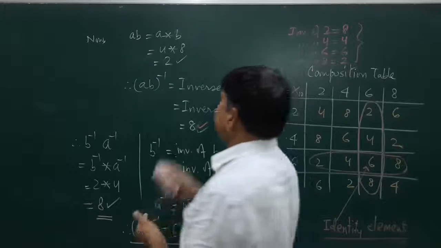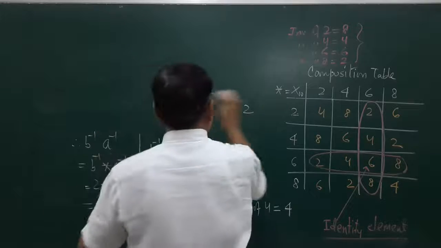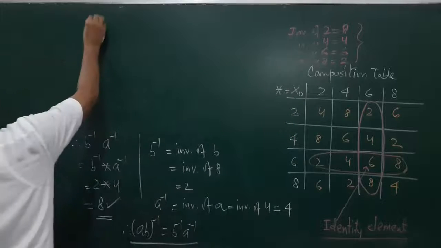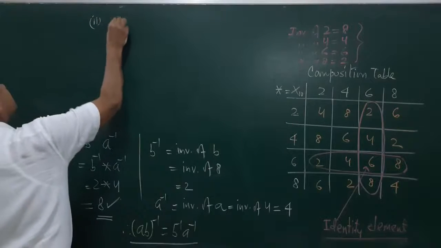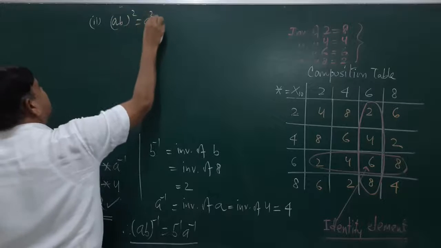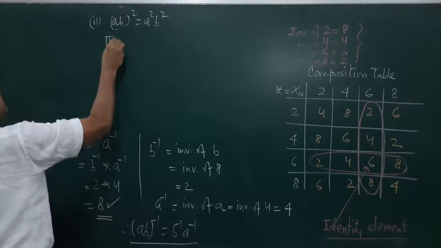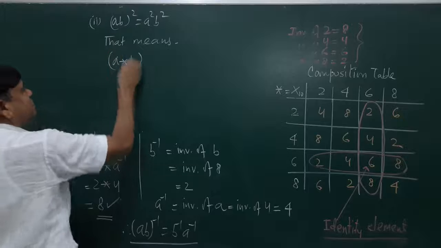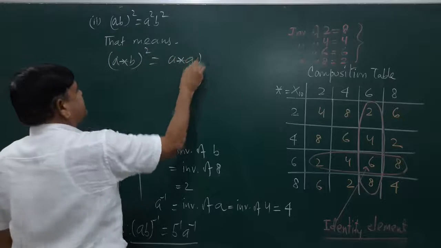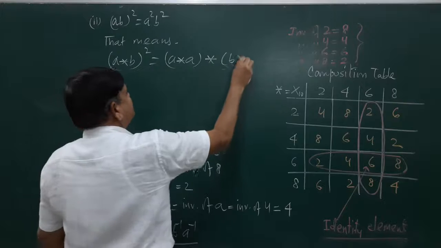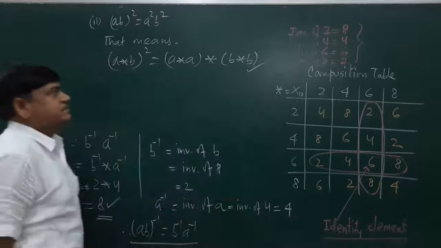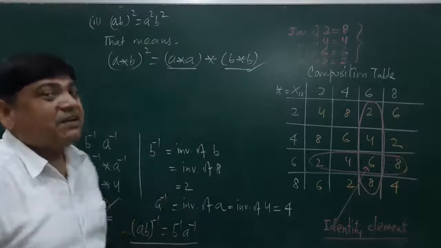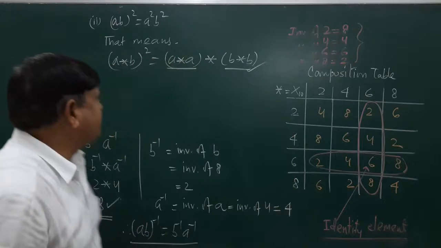Now we consider the next one. Okay, second part. (AB) square is A square B square. That means (A asterisk B) whole square equals A asterisk A asterisk B asterisk B. A square means this, B square means this. This I have already explained in the last video.